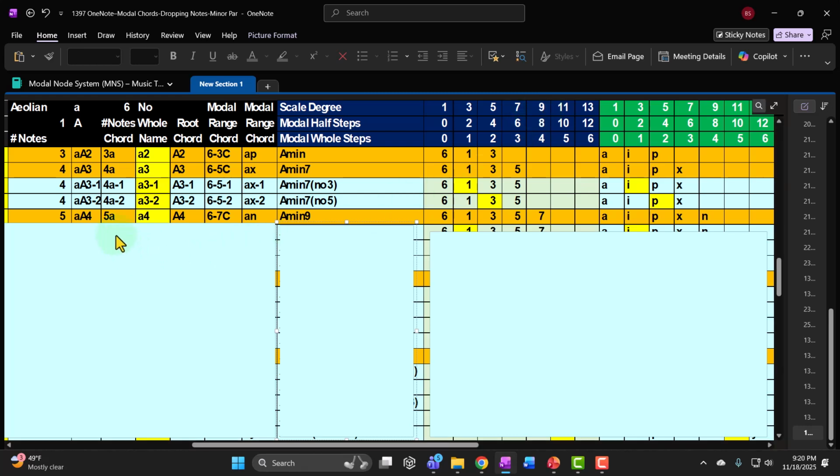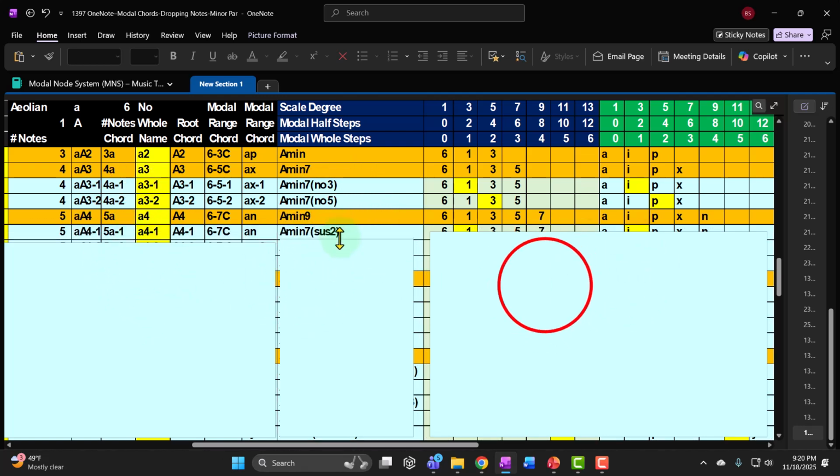But I'd rather just call it a 5-note Aeolian chord or an Aeolian 4, meaning just go 4 modal whole steps up, which is 8 modal half steps, 9th scale degree, and that's the last note, and just take every modal whole step, which is every other modal half step, and you can build the chord, no problem. What if we want to drop the third?